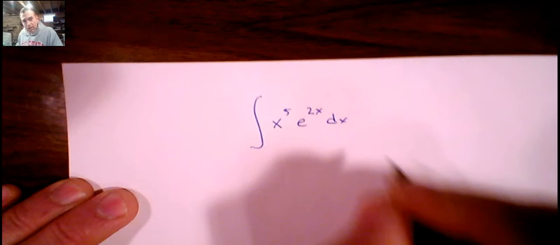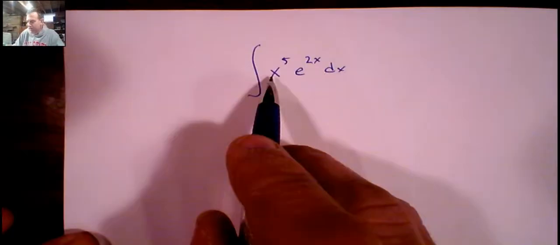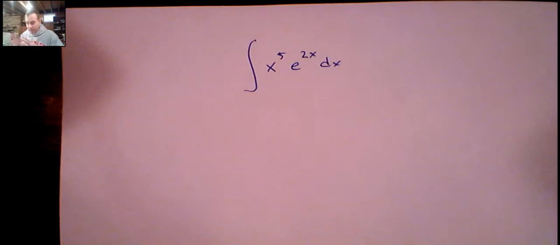You have two choices. You can either suffer through 5 integration by parts, which is what you're going to have to do. You're going to let u equal x to the 5th, dv is equal to e to the 2x, and you're going to do it 5 times, just like we had to do it 2 times with that other example. You're just going to have to do it a bunch of times.